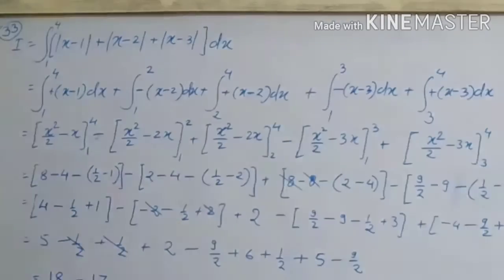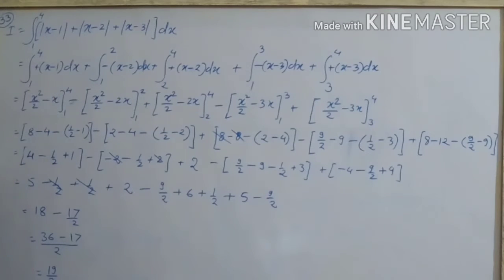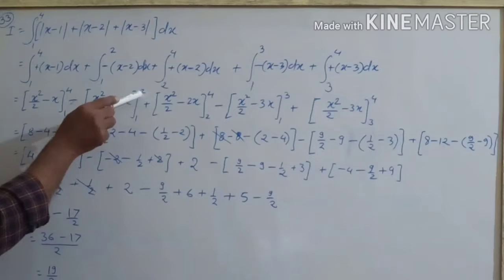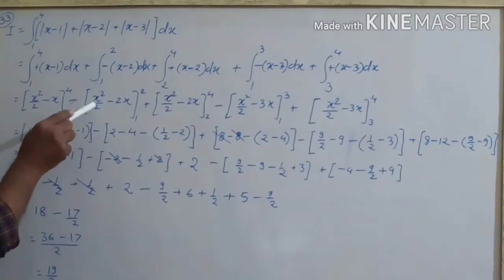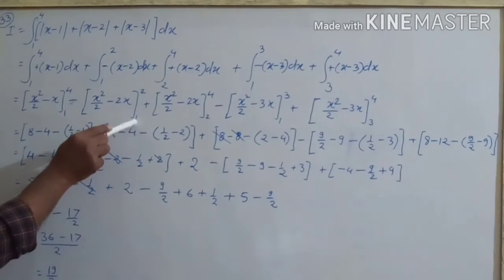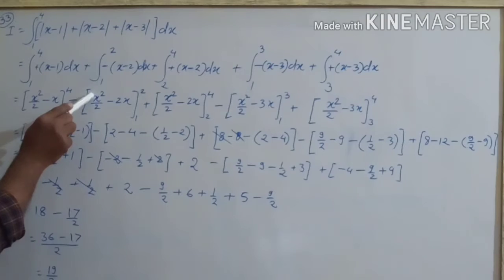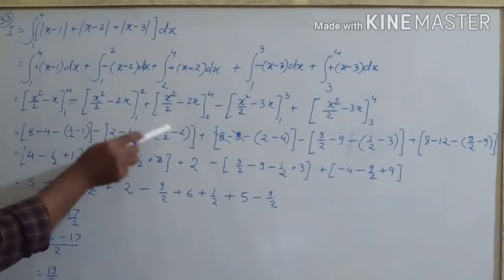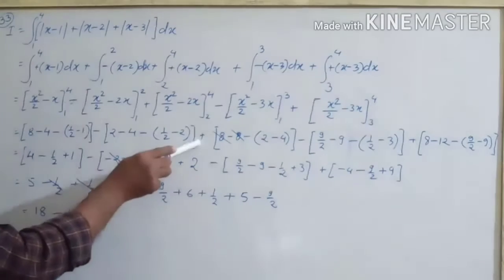Now apply the limits, upper limit minus lower limit. So be very careful here. Upper limit 4, so 4 square is 16, 16 by 2 is 8, and after that minus 4, minus lower limit 1, so 1 square is 1, so 1 by 2 minus 1. After that this minus sign. Here write 2, so 2 square is 4, 4 by 2 is only 2, and here 2 into 2 minus 4, after that minus sign. Lower limit 1, so 1 square is 1 by 2, and here 2 into 1 is 2. Now this is the plus sign.